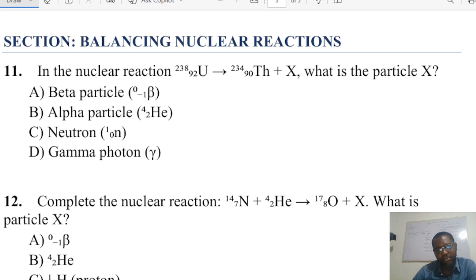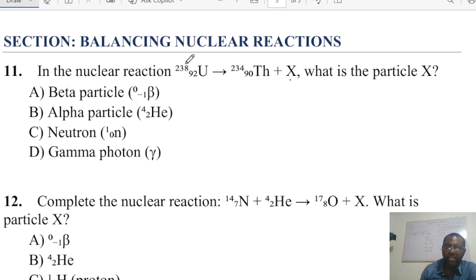So we start with number 11. In the nuclear reaction, what is the particle X? Now here we need to balance this nuclear reaction, of course, and we can see that for a nuclear reaction to be balanced, the mass number of the left hand side must be equal to the total mass number of the right hand side. The atomic number of the left hand side must be equal to the total atomic number of the right hand side.